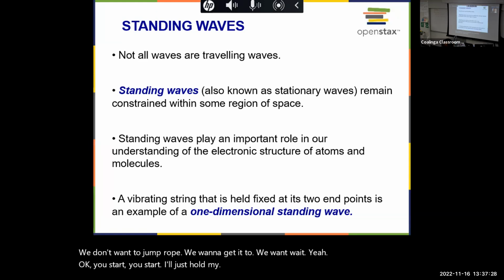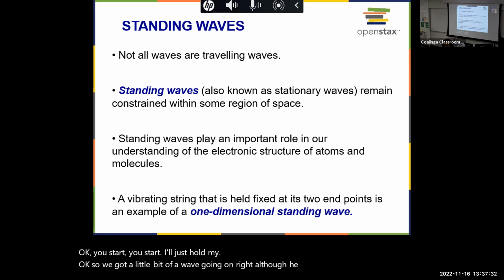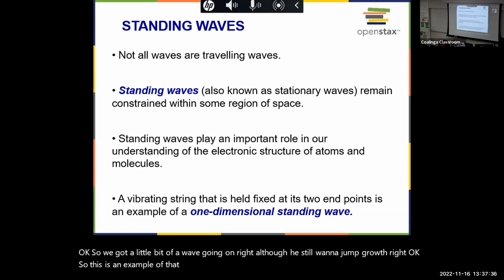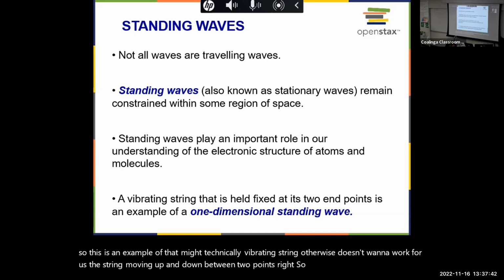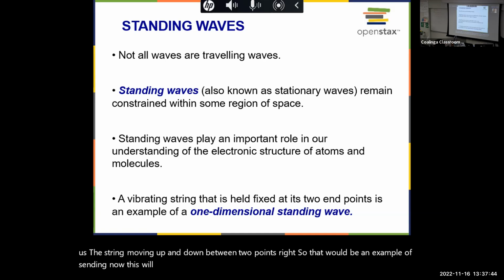Okay, so we got a little bit of a wave going on, right? This is an example of that vibrating string, although it doesn't want to work for us. The string is moving up and down between two points, right? So that would be an example of a standing wave. Now, this is an example of a single dimension because it's only going in this direction, right? It's not going this direction, okay?